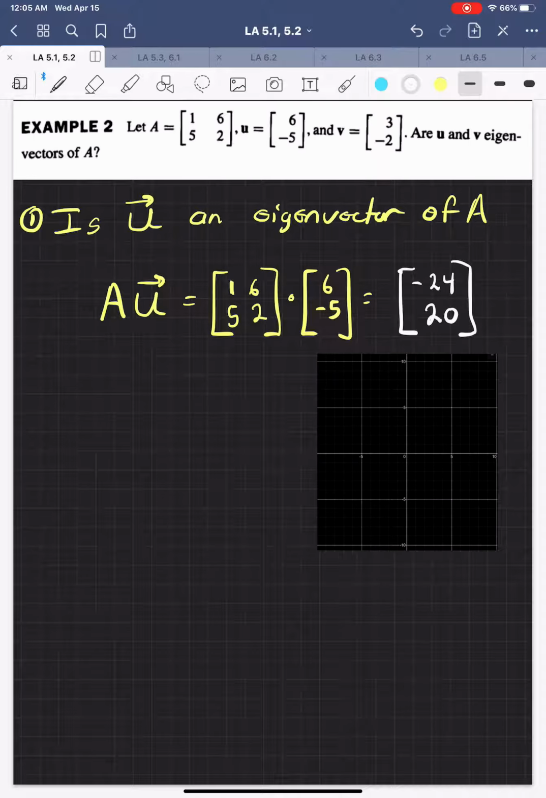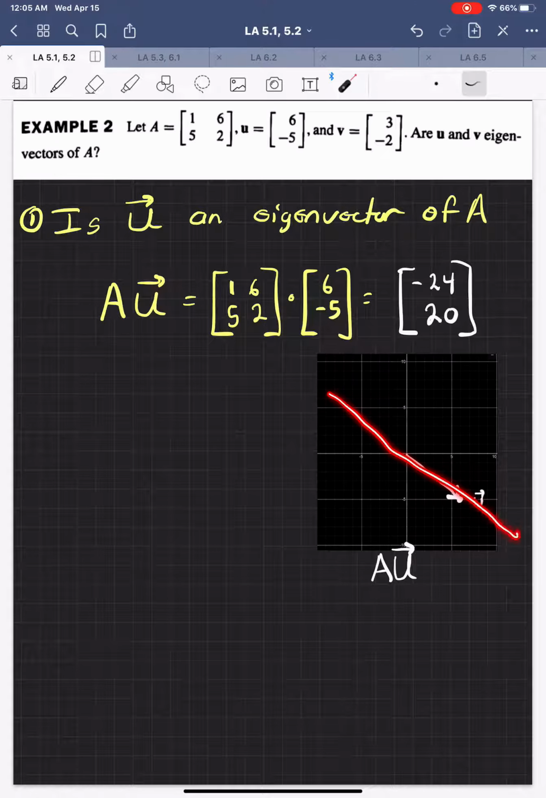Now, what I'm going to plot is u. So I'm going to go over 6, down 5. This is the best that I think I can do. So this is vector u. Now, all I want to know is Au, is it still on this line? Or did it do other stuff like rotate and so forth? Is it simply a scalar multiple? Well, let's take a look at Au.